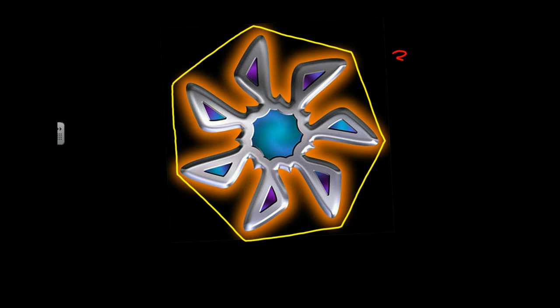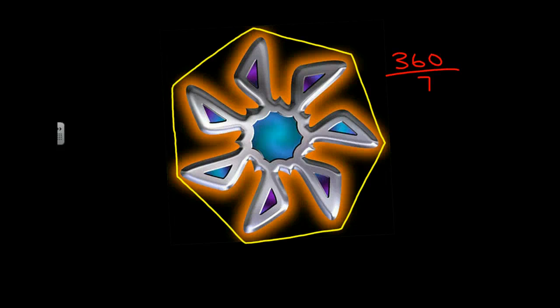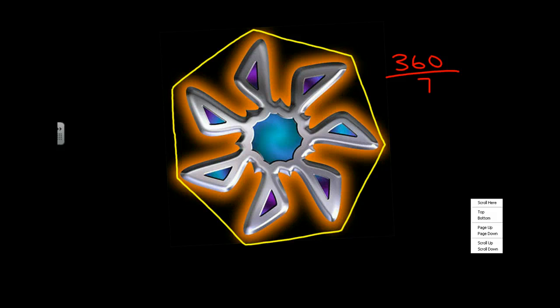So this has a rotational symmetry of 360 divided by 7 degrees, which doesn't work out perfectly. If you do 50, you get 350, and then you've got 10 degrees to make up for. So 350 and 10 sevenths, so 351 and 3 sevenths. So roughly 351 degrees, or 51 degrees. Okay, that's rotational symmetry. Do you think you understand that? Any questions on rotational symmetry?